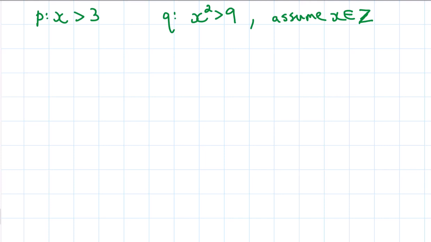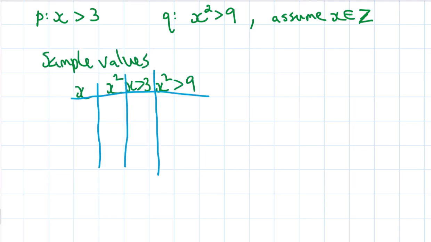Let's look at another example. We've got quite a different sort of example. This will work for R, that's real numbers if you've forgotten, but we'll just keep it simple. We'll look at just integer values for X to keep things simple. So we've got proposition P, X is greater than 3, or a number is greater than 3. Proposition Q, number squared is greater than 9. Now the following table is not actually a truth table, it's just a table with some sample values, okay?